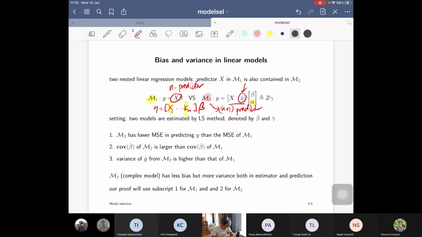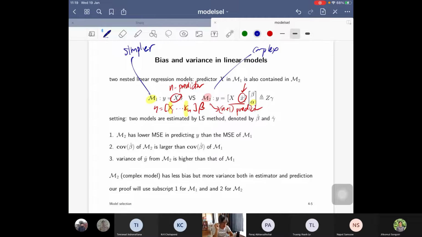Which one refers to a complex model, M1 or M2? M2. In this setting, M2 is more complex because it has one more variable. So M1 in this illustration is a simpler model.